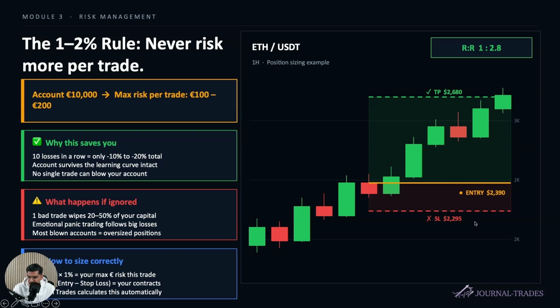So that's basically the 1 to 2% rule. I hope you understand this. Never risk more than 1 to 2% of your account size.